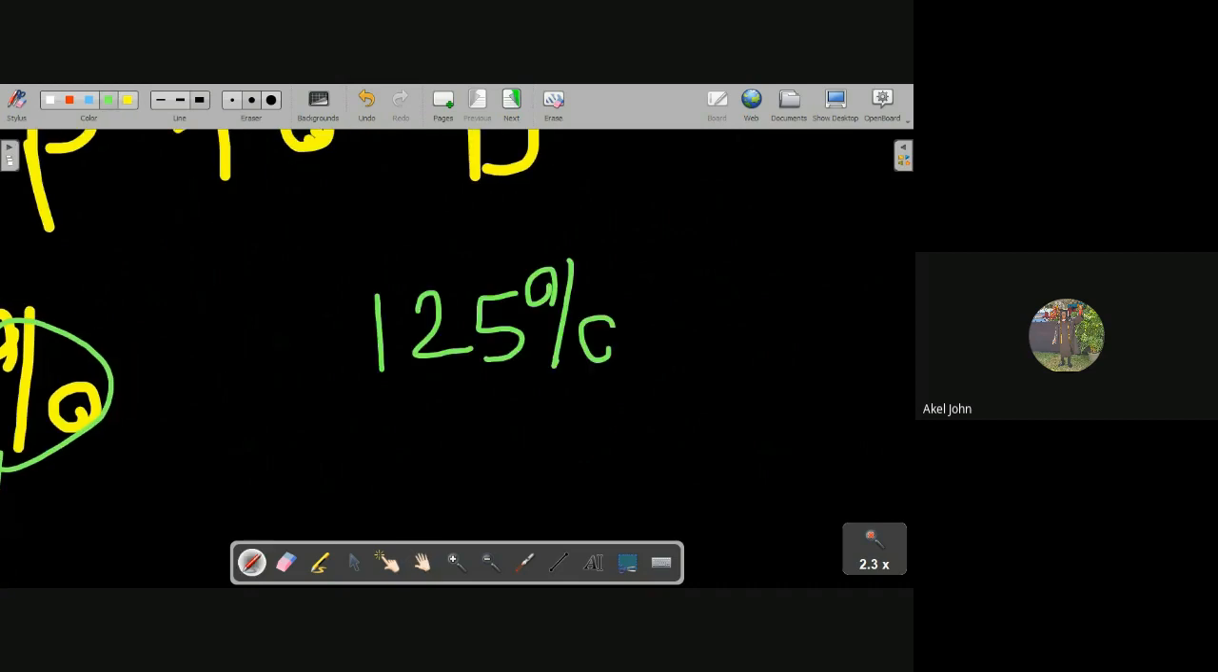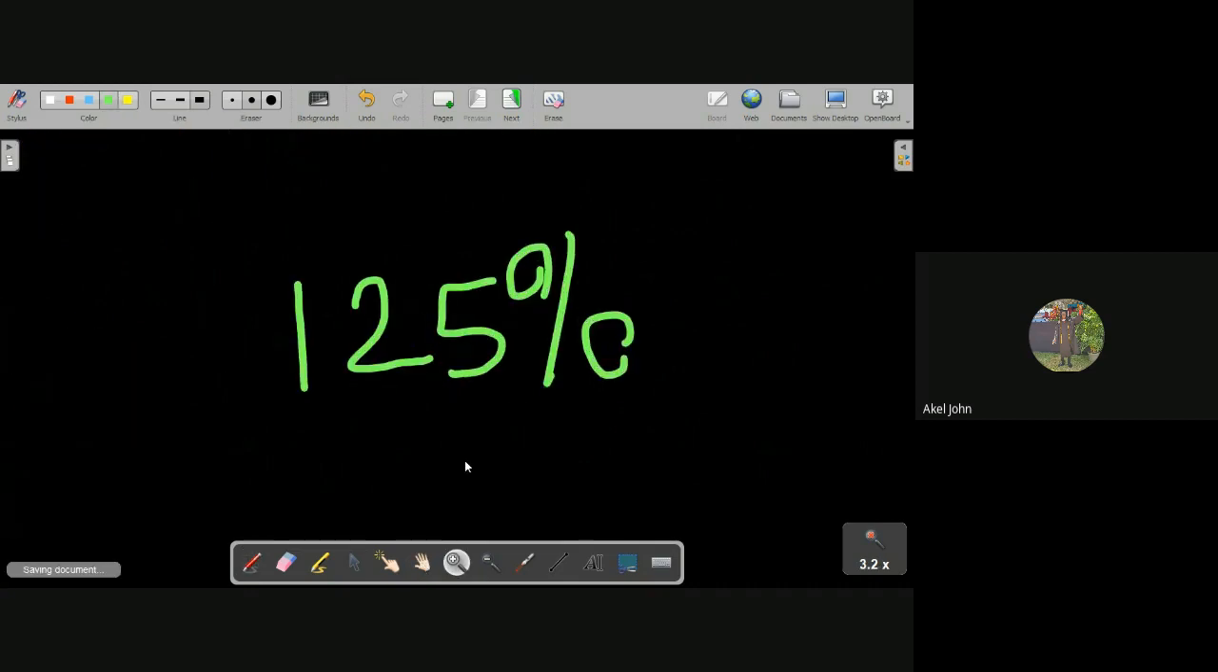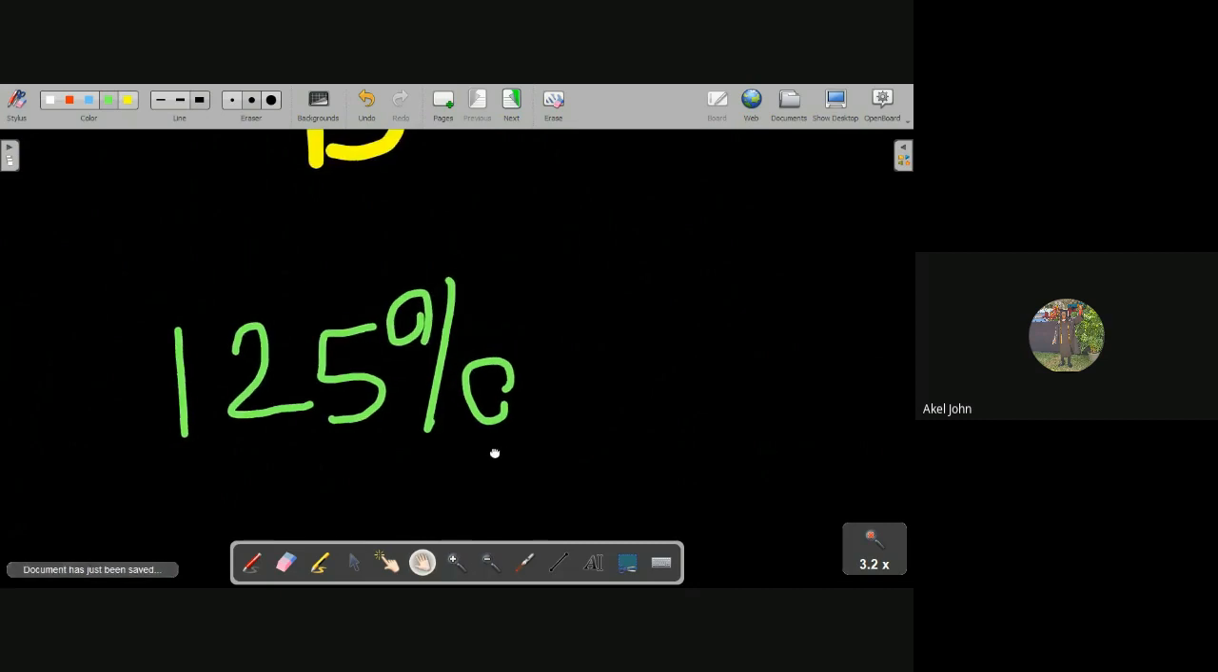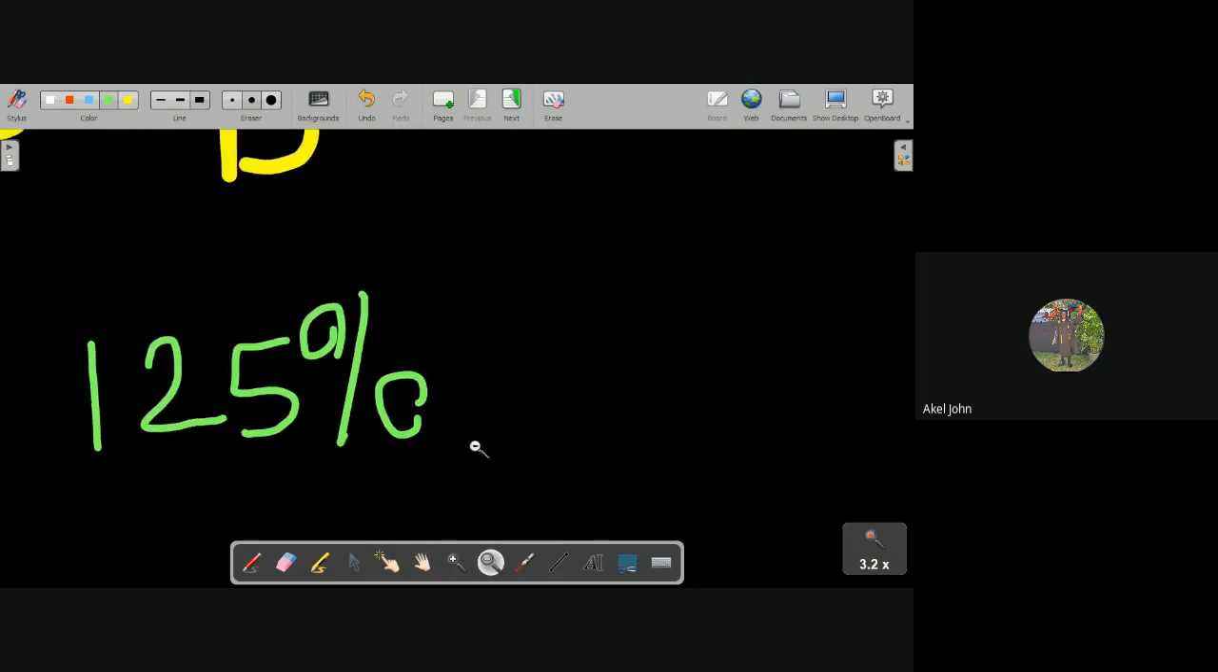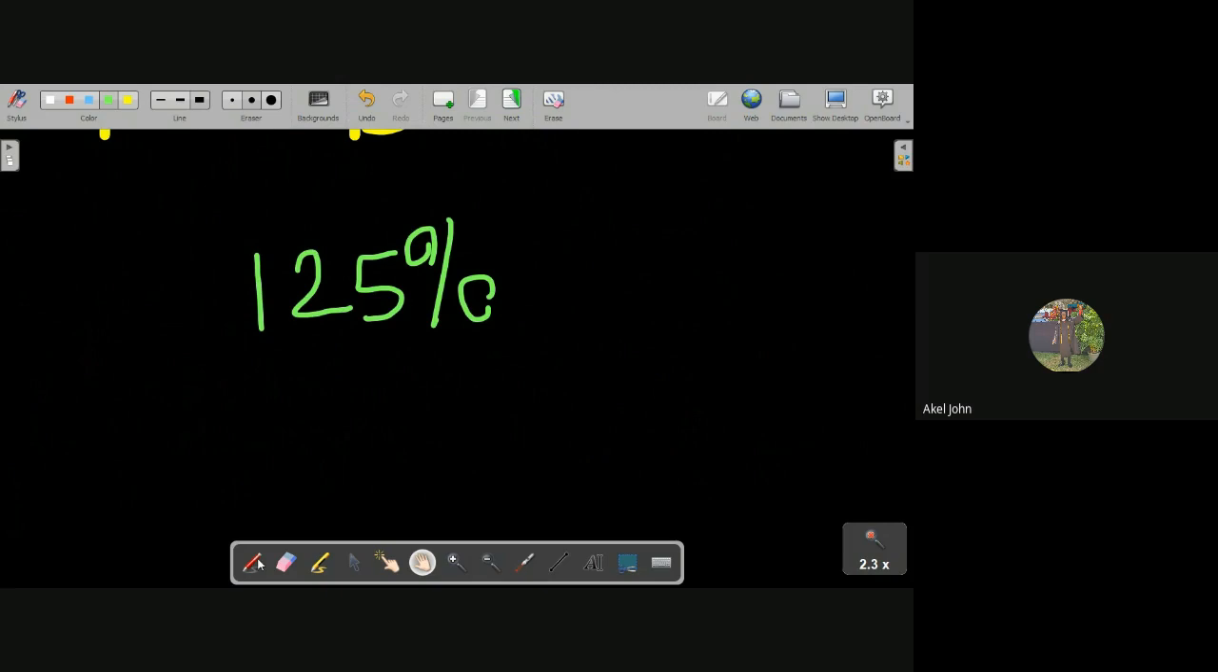Another example, let's say you need to convert this into a decimal. Then it's going to be, write it to the right, 1.25 as a decimal. How so? Simple.